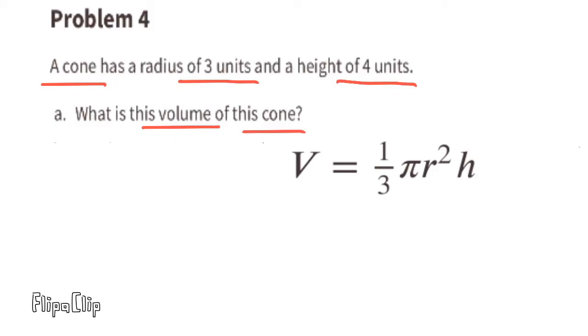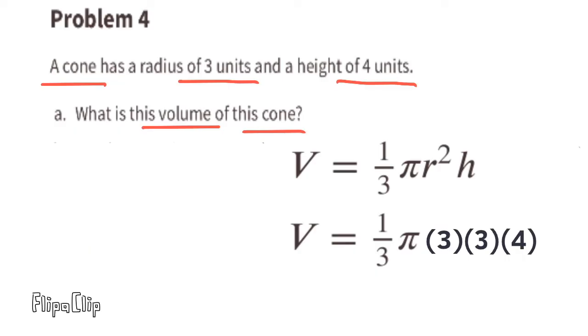They've given us the radius and the height, so we can substitute the radius with a 3 and the height with a 4. Now the equation reads volume equals 1/3 pi times 3 times 3 times 4. Since order doesn't matter in multiplication, we can look at this as 1/3 times 3 times 3 times 4 times pi, or 12 times pi. So the volume of this cone is 12 pi.